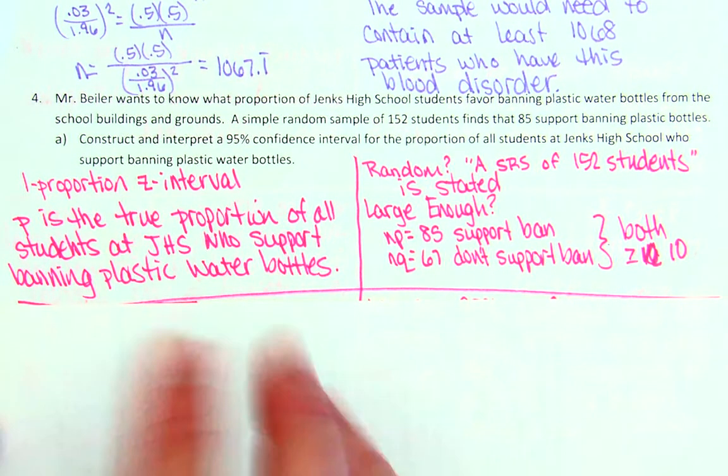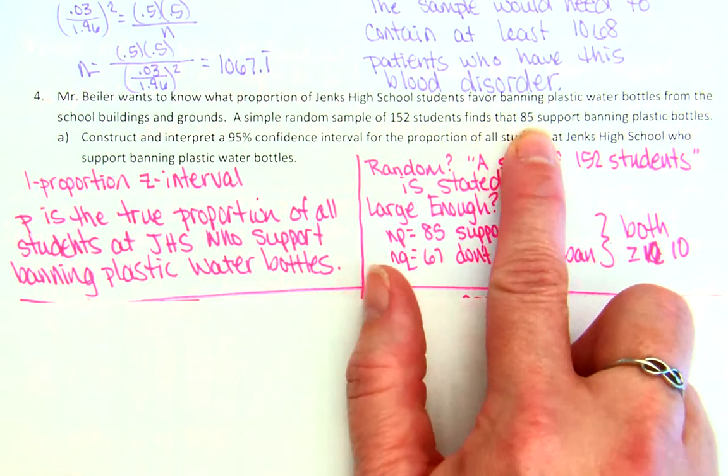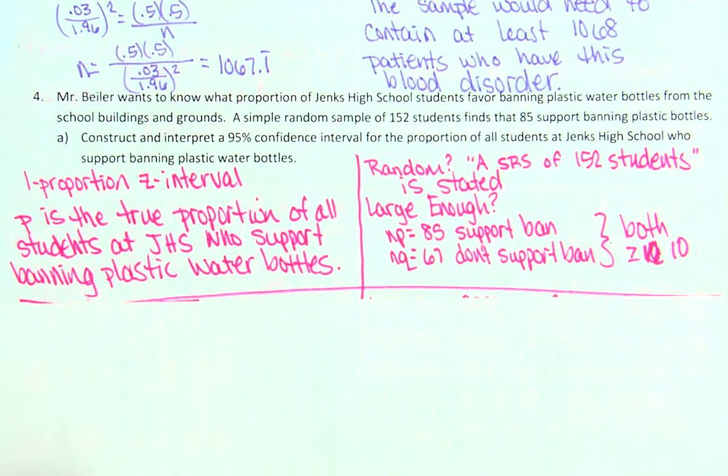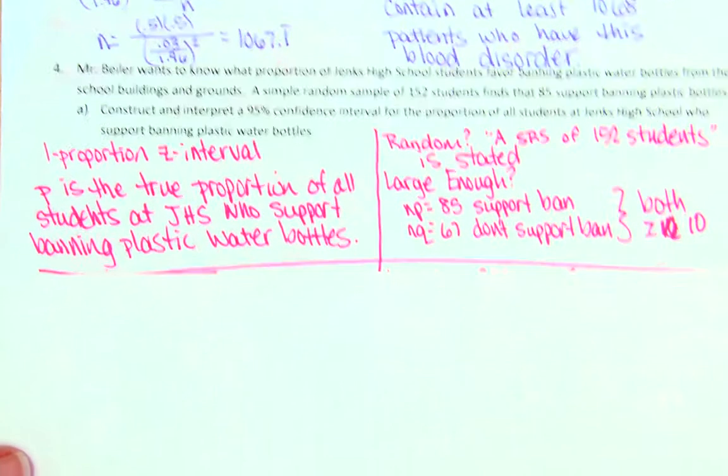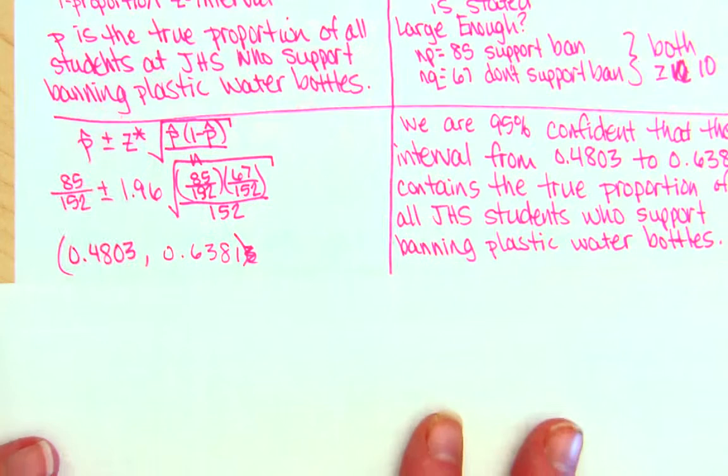You don't have to find a percent and then multiply it by 152, because you should end up back with 85. When they tell you this is how many are in support, just use that number. Okay, whenever you get to the math section down here, you're going to have to make it a fraction, but you don't have to up here. Then we do the math.